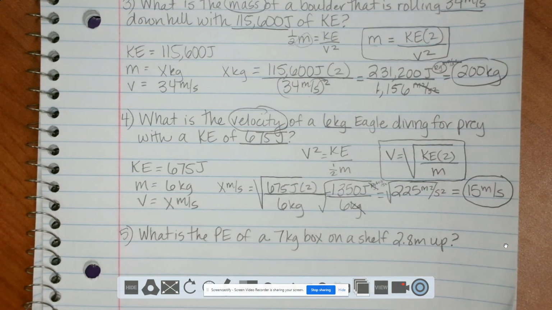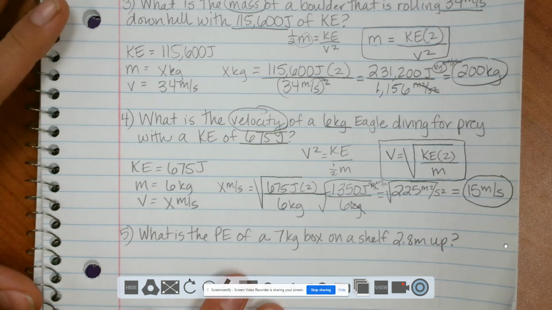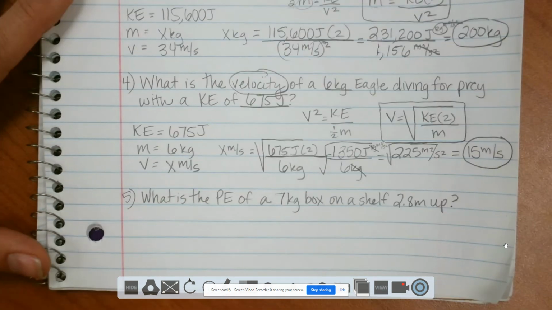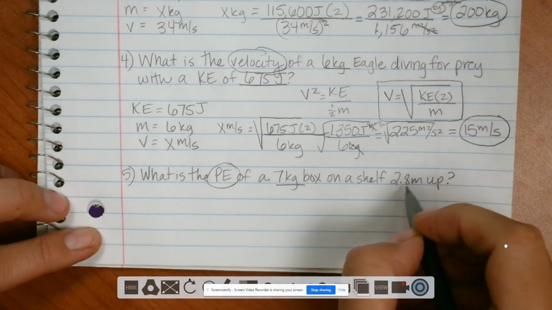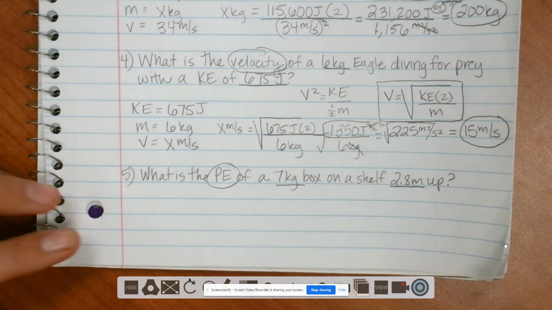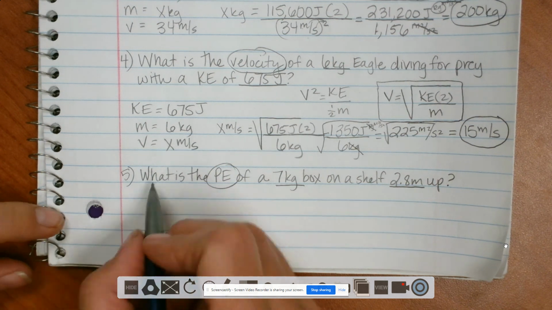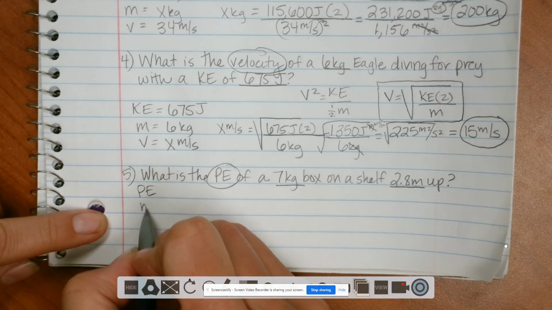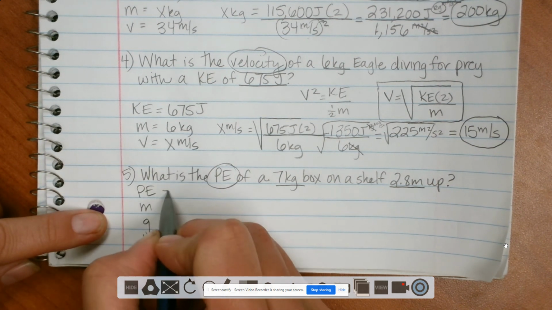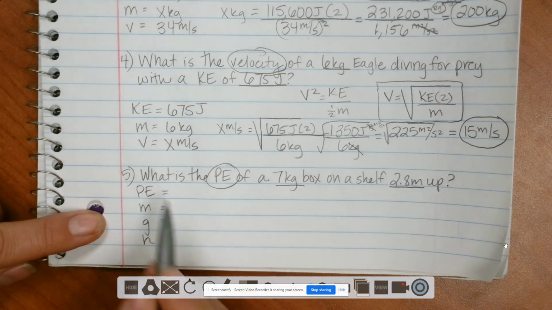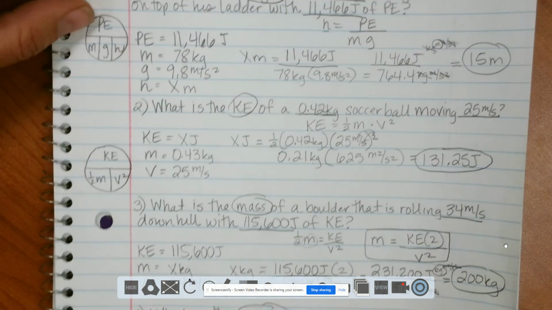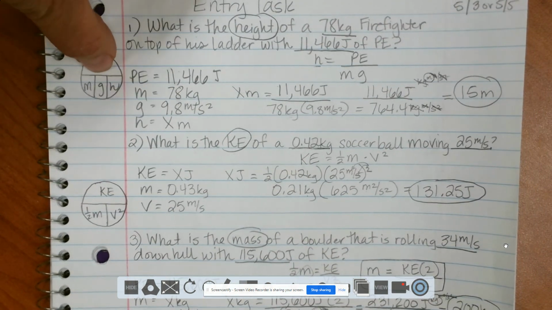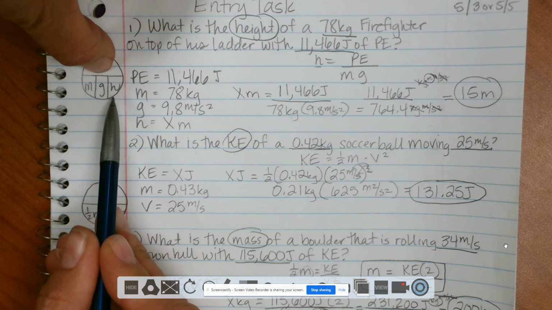Here we go. Now we need to do the last one. What is the potential energy of a 7 kilogram box, 2.8 meters up? So I need PE, m, g, and h. I'm looking for potential energy, so I'm going to go to my base equation of potential energy equals mass times gravity times height. So if I don't remember that, I could always use a circle and say, oh yeah, cover up PE, you get m next to g next to h, mass times gravity times height.